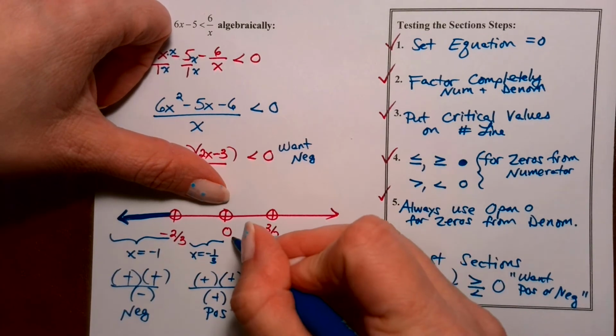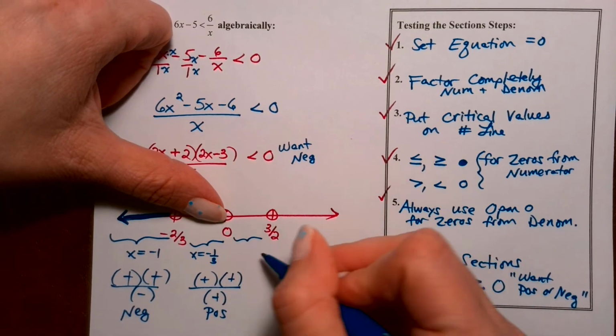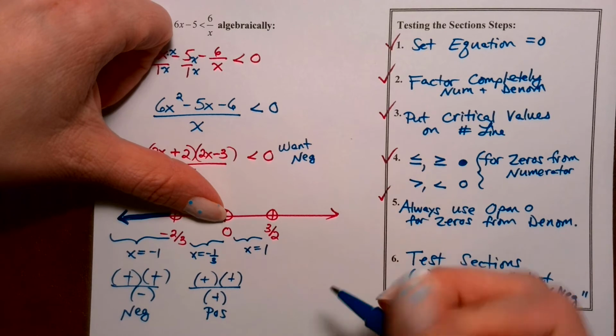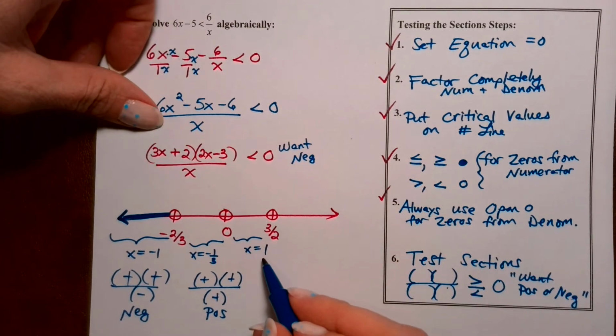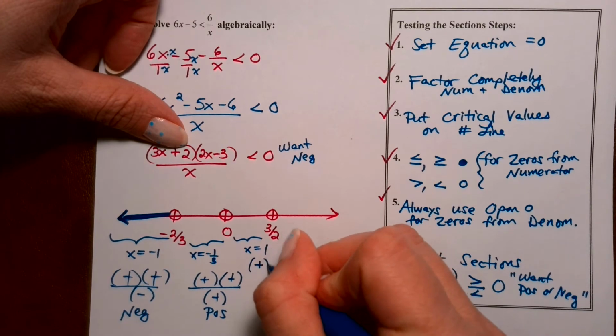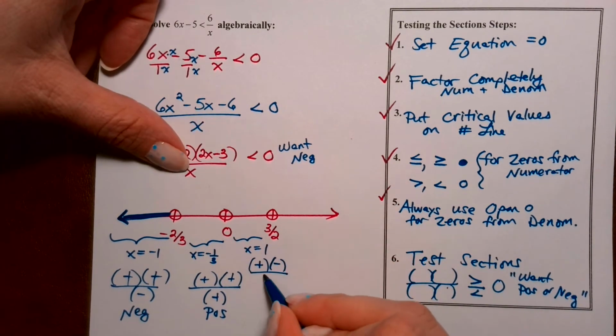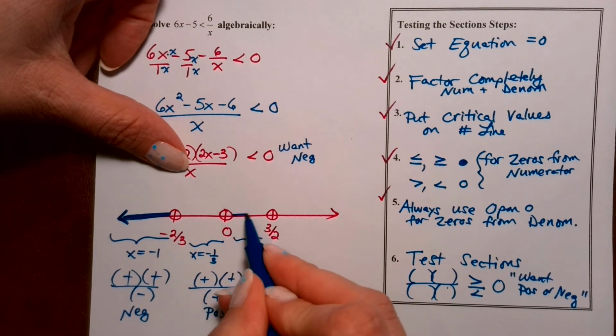Okay? A number between 0 and 1.5. I'm going to pick 1. Just try to stay away from the decimals if I can. 3 plus 2 more, that's a positive. 2 minus 3 is a negative. This is coming out negative. Okay, that's a good section.